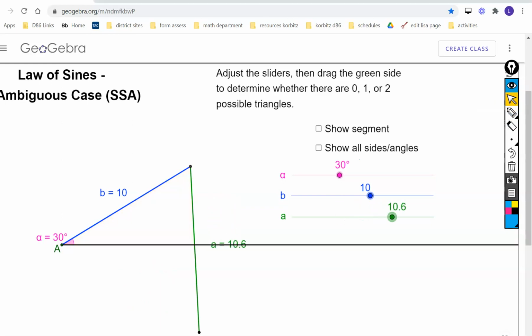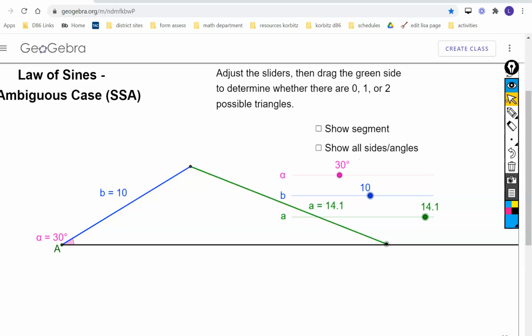There you go. Do you see how we could definitely make a triangle? Let's say I make it even bigger. Let's exaggerate. Do you see how we could definitely make another triangle? So I also get one triangle, not only if that side was exactly equal to the height of the triangle, the altitude, but also take a look here, you also get one triangle if A is really long.